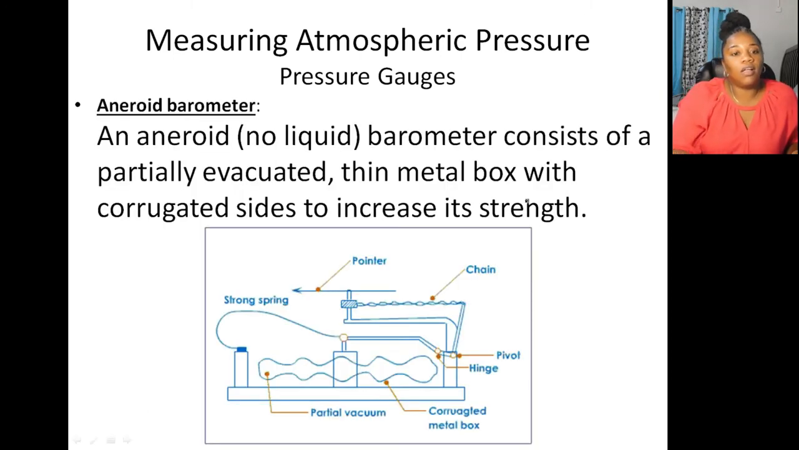So I also have this type of barometer that measures atmospheric pressure. We have the aneroid barometer. An aneroid, a no-liquid barometer, consists of a partially evacuated thin metal box with corrugated sides to increase its strength. I can't explain to you how it works. If you have one in your lab, you could see how it works, or you could go on YouTube and type in aneroid barometer. I'm pretty sure somebody will show you how to work one.